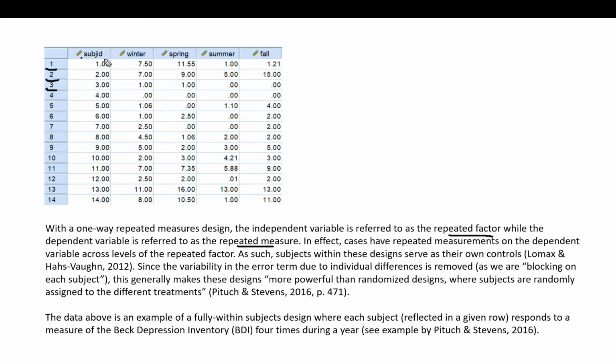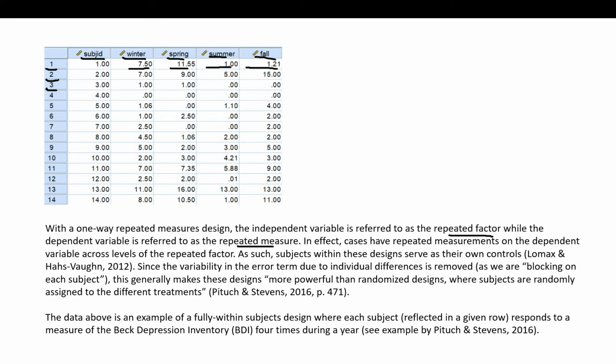And you can see right here I've just got a variable for subject identifier, and then you've got winter, spring, summer, and fall, and this is essentially based on the data set that I'm going to be illustrating shortly. So essentially these are Beck depression inventory scores for 14 individuals who are measured in the winter, spring, summer, and fall of a given year. So essentially then each person is responding to each level of the factor variable. The factor variable in this case is season or time.